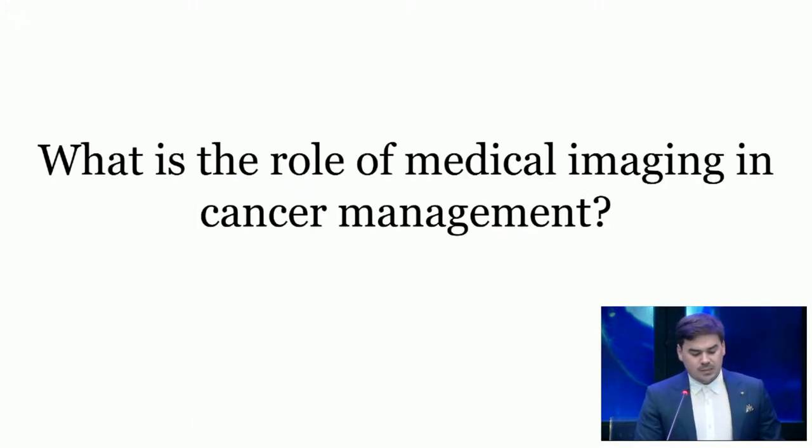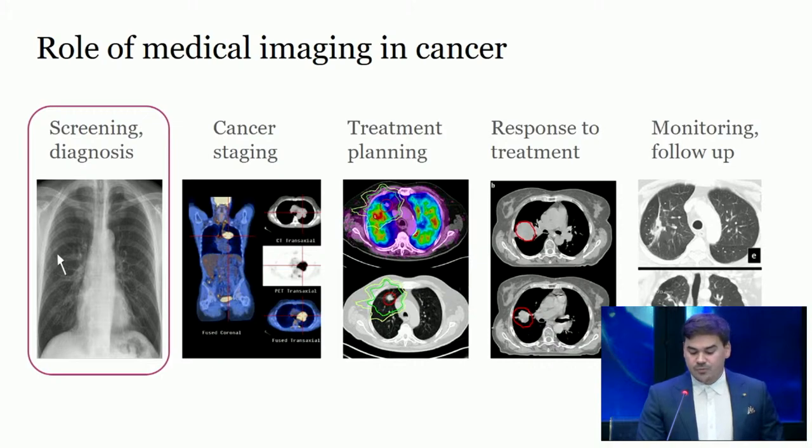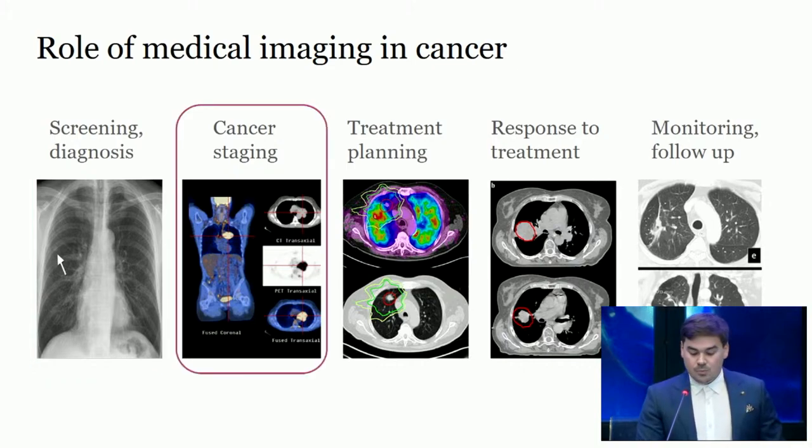So what is the role of medical imaging in cancer management? Medical imaging is a crucial tool in almost every phase of cancer management, including screening and diagnosis, cancer staging, treatment planning, response to treatment evaluation, monitoring, and follow-up. First, to find that a person has cancer, medical imaging is used during the screening or diagnostic process to detect tumors and determine their size and location. Once the tumor has been detected, medical imaging is also used in staging of cancer to estimate the extent of the disease and evaluate the spread of cancer.